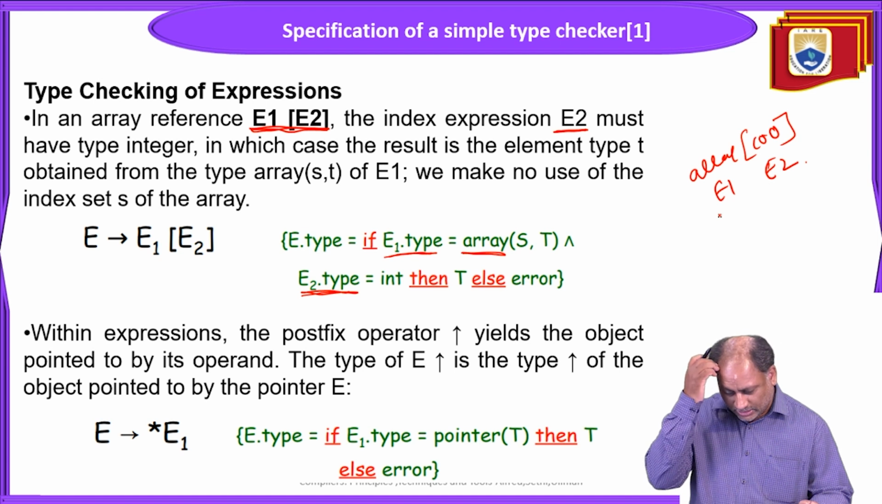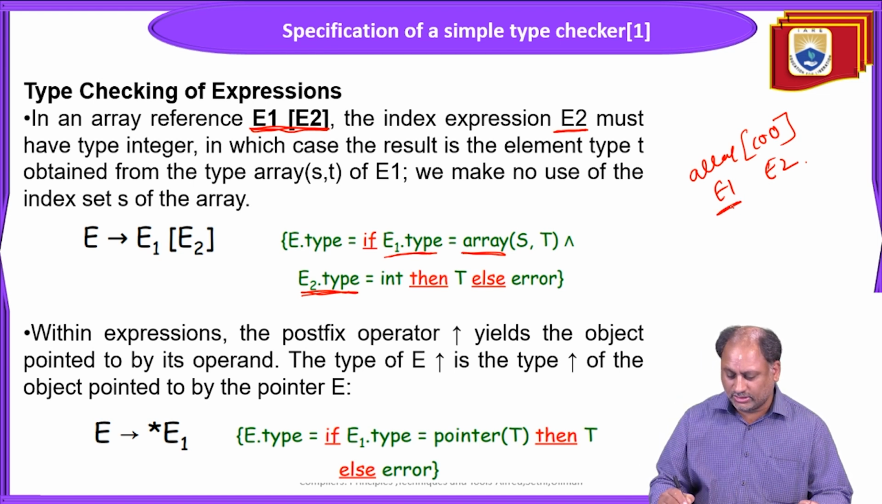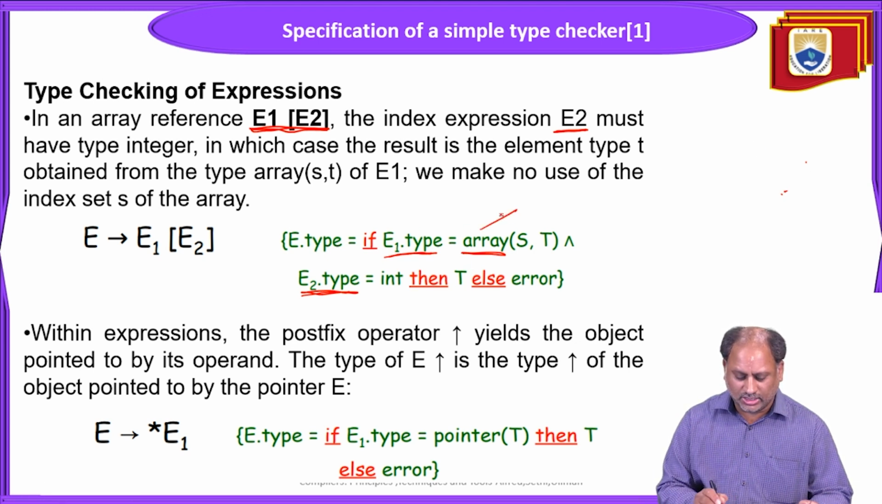So what is the type of E1 here? Array type. And what is the type of E2? Integer type. So if this holds, then it returns a type of array of integer, that means it holds array type and the type is integer. Then what is the result? The type is T. That means if it is true, it returns the type, else an error will be written.